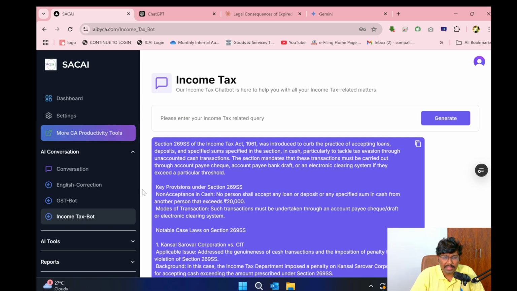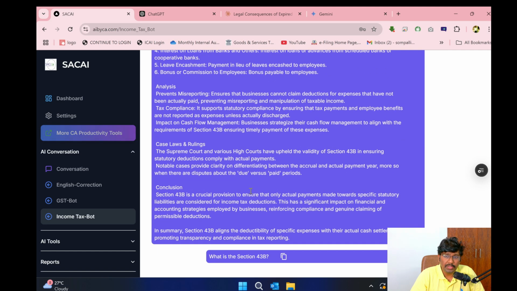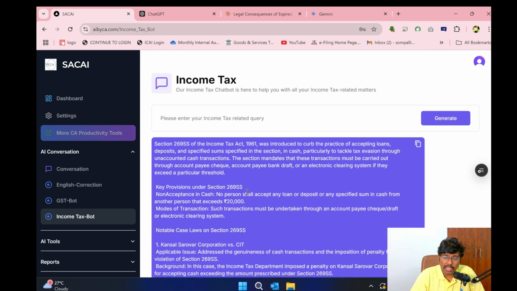Okay, so these are the only two things I'm going to test, and if you want to test more, you can log in and make your own test. And if you have any questions, you can also post them in the comment section.